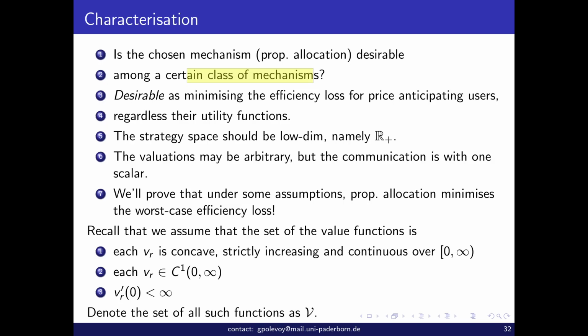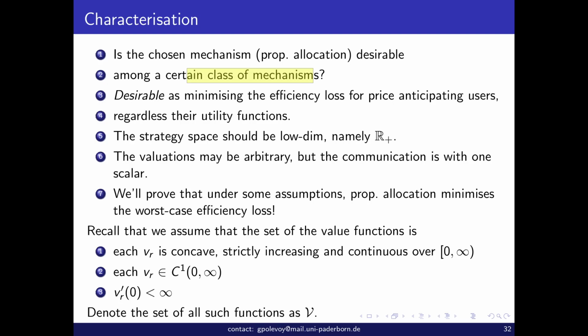And of course, we also require, as I already mentioned, that the strategy space, so all the possible ways to bid, is a low dimensional thing. In our case, this is a scalar, a non-negative real number. Now, there is an important emphasis: the valuations are not assumed to be low dimensional. The important part is that communication needs to be low dimensional. So a player may only communicate a non-negative real number.